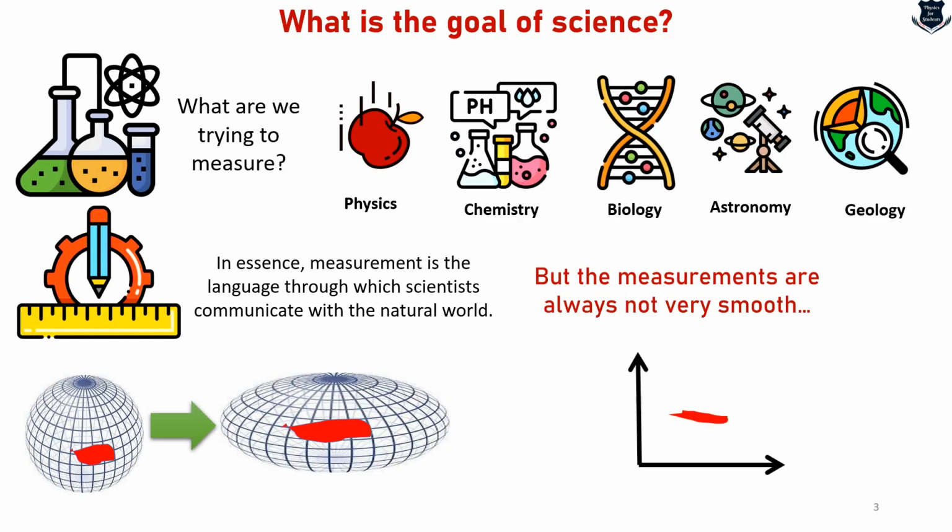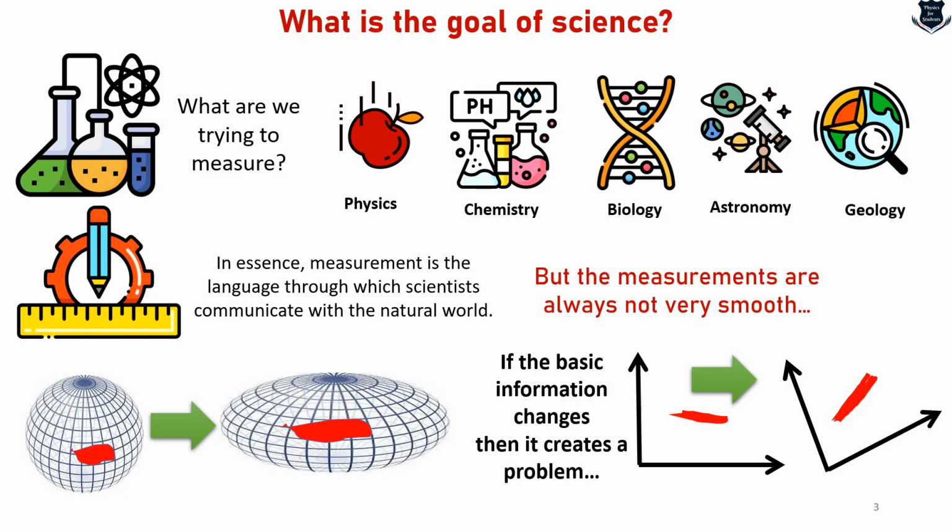For example, if you have an XY coordinate and there's a data point, and if we rotate the coordinate in this direction, and the data also rotates, then there's a problem. And what is the problem? That the basic information changes. So the basic idea is that whatever happens to the measurement instruments or the coordinates or the surroundings where the physics is taking place, there should not be any change in the measurement.